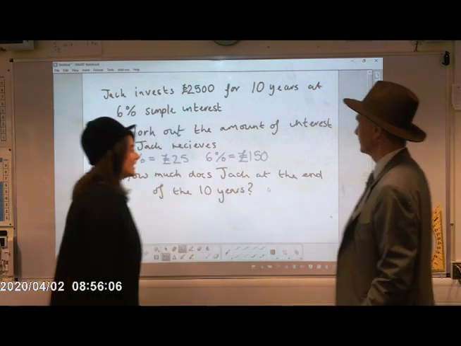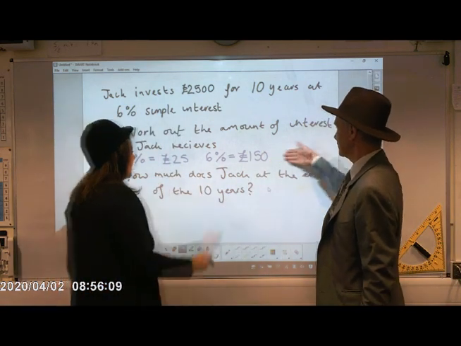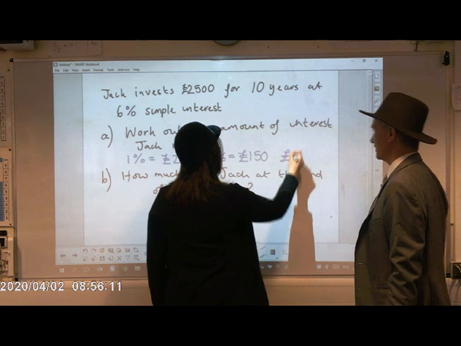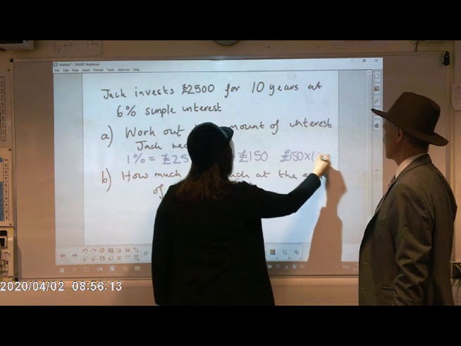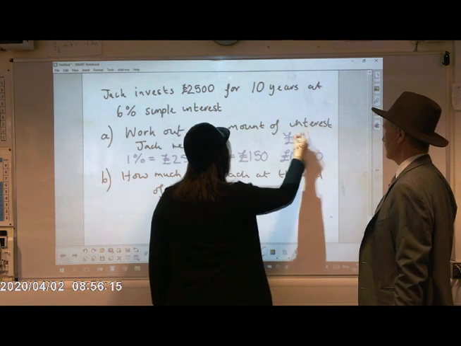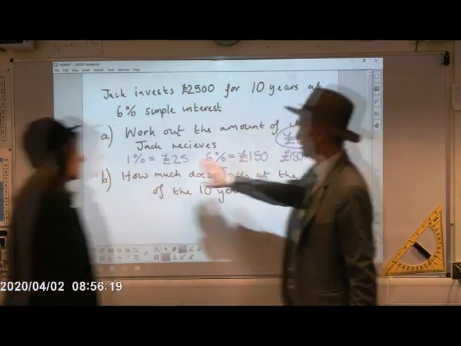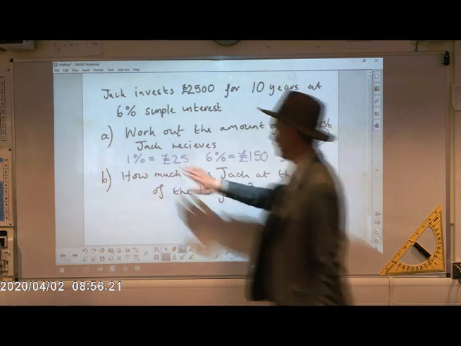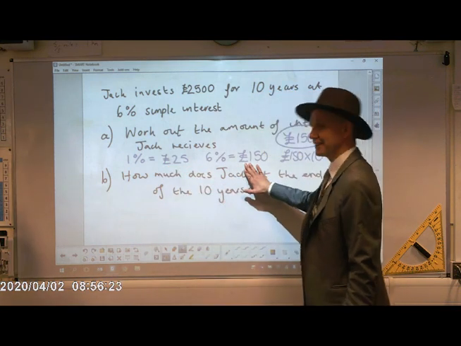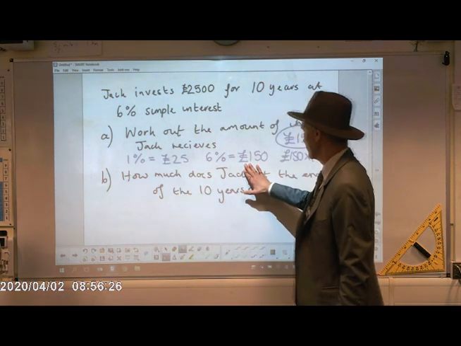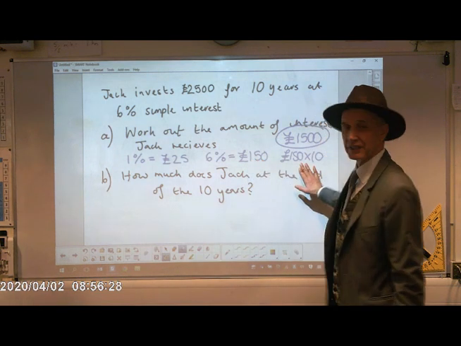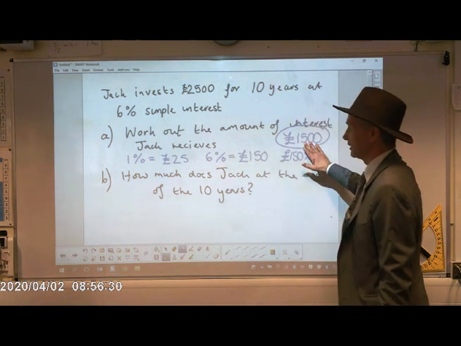We're going to get that for 10 years. He's really going to be in the money. So 150 times 10 gives us our answer of £1,500. That is the amount of interest. Let's just recap that. So that was 1% of 2,500. We times it by 6 to get 6% of 2,500, and then we times that by 10 because we get that for 10 years. That's our total at the end.